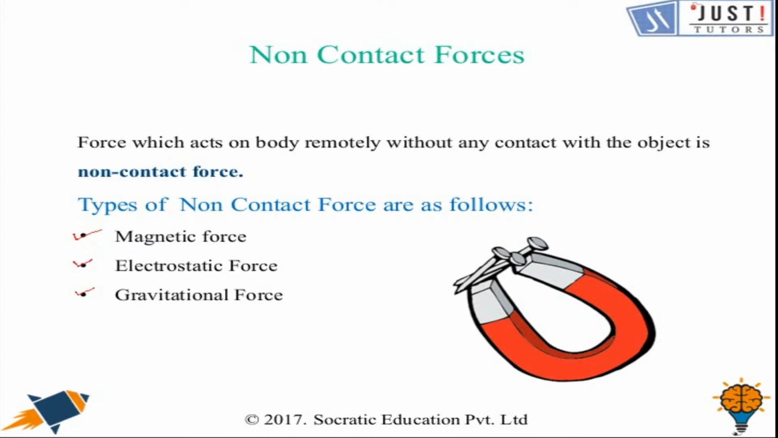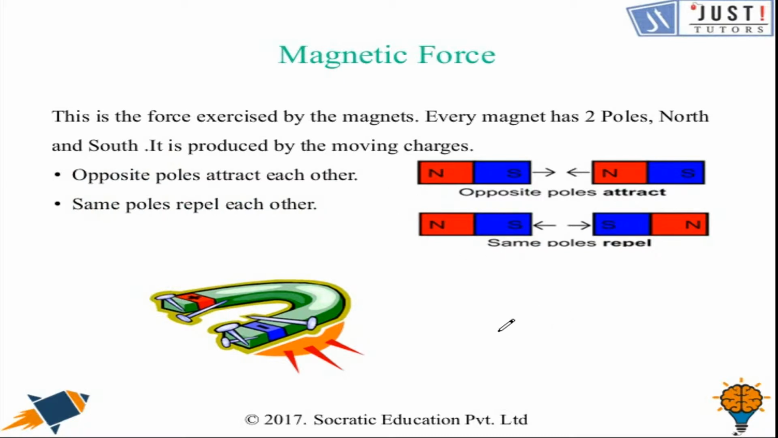Let's learn about magnetic force. This is the force exercised by magnets, meaning the force which is applied using magnets. Every magnet has two poles, the one is north and the second is south. It is produced by the moving charges. Remember, opposite poles attract each other, same poles repel each other.